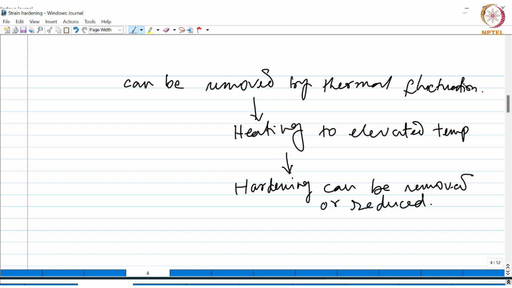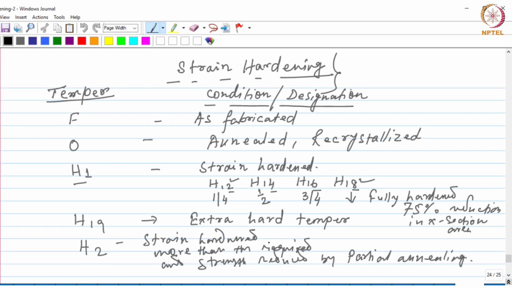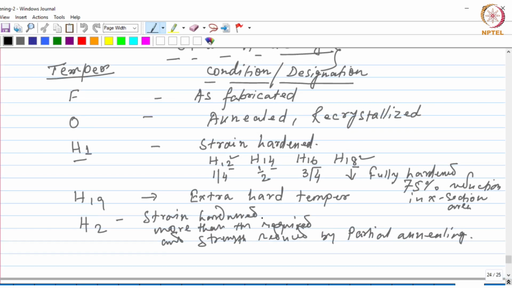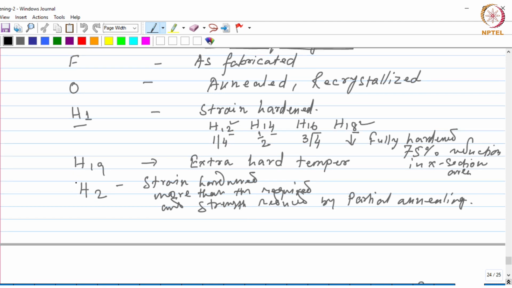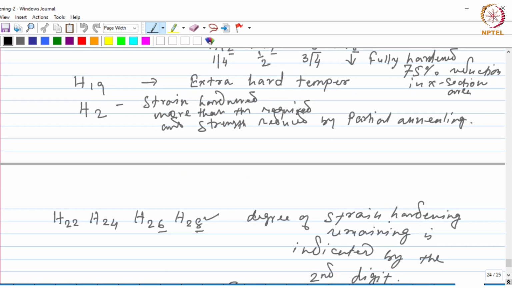Okay, so now if you go back to this alloy tempers with regard to the cold working or strain hardening, you would notice that in some of the cases, after the strain hardening, one more operation of heat treatment is given to the material, right? For example, if you look at this H2 category of the tempers, you would see that it is first strain hardened, and after that some of the strain hardening is removed by partial annealing or by stabilization.